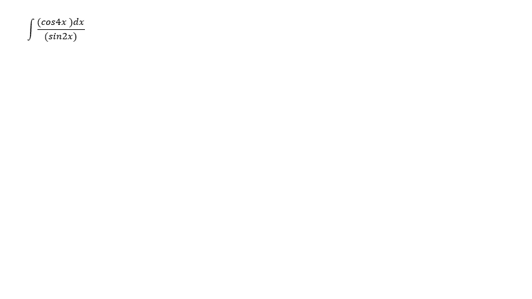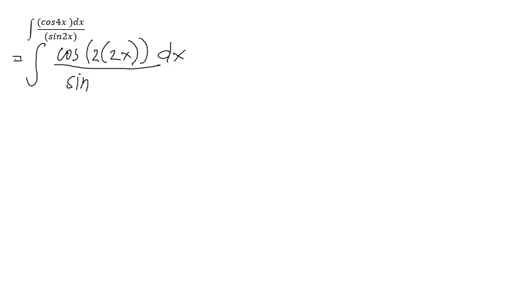So if we manipulate it, this is equal to cosine of 2 times 2x, still 4x dx, all over sine 2x. If I let u be 2x, so let u equal 2x, du will be equal to 2 dx. If I isolate dx, dx is now equal to du all over 2.